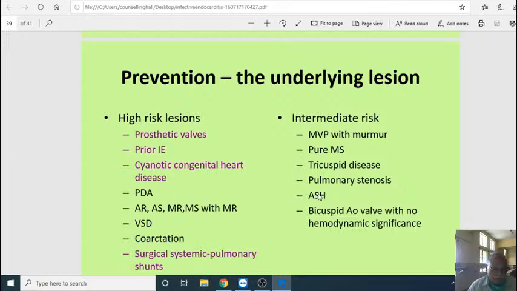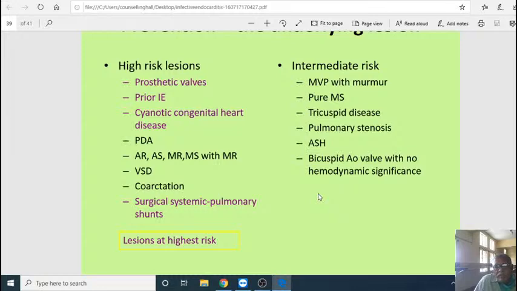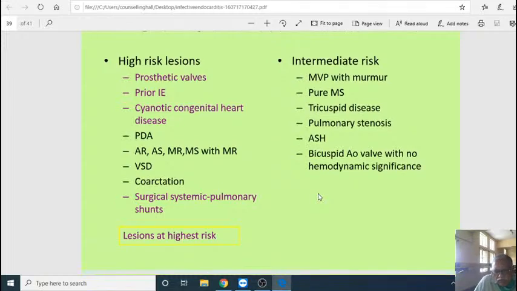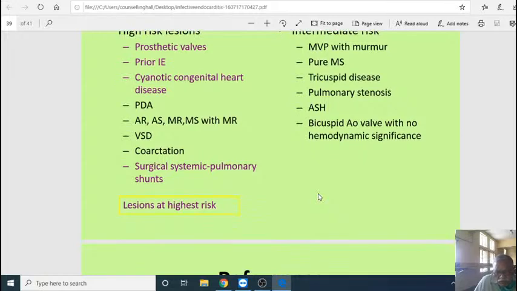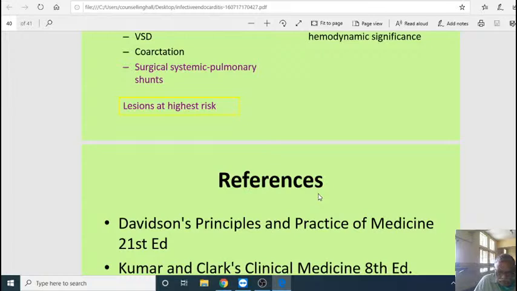High-risk lesions are patients who have prosthetic valves, prior infective endocarditis, cyanotic congenital heart disease, PDA, aortic regurgitation, aortic stenosis, mitral regurgitation, mitral stenosis, VSD, coarctation of aorta, and surgical systemic pulmonary shunts. These are all the patients who are at high risk. Intermediate risk is mitral valve prolapse with murmur, pure mitral stenosis, tricuspid disease, pulmonary stenosis, asymmetric septal hypertrophy, and bicuspid aortic valve with no hemodynamic significance.